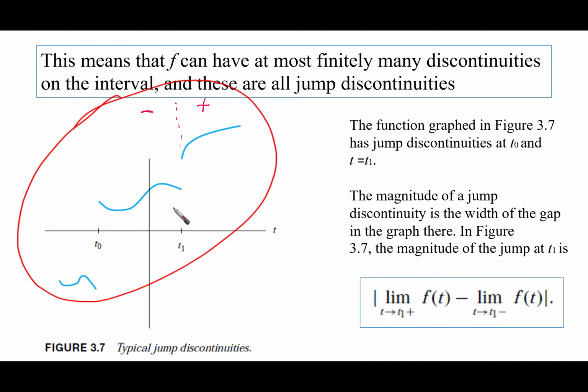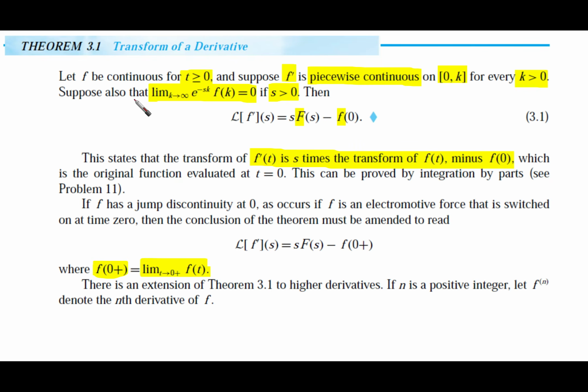So this is an example of a function that is not piecewise continuous, and the previous example is an example of a piecewise function. Okay, now let's go to the theorem, transform of the derivatives, which is our main theorem now. Our main target, remember, is that we want to obtain the Laplace transform of the derivative. So we are going to say that let f be continuous for t larger than 0, and suppose that f prime, which is the derivative, is piecewise continuous.